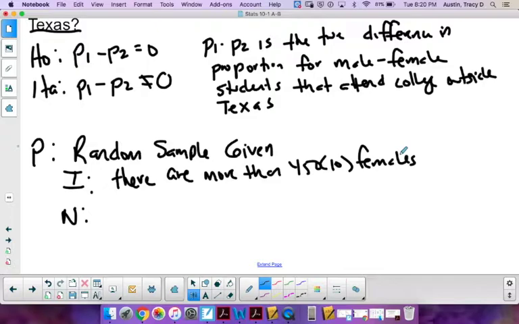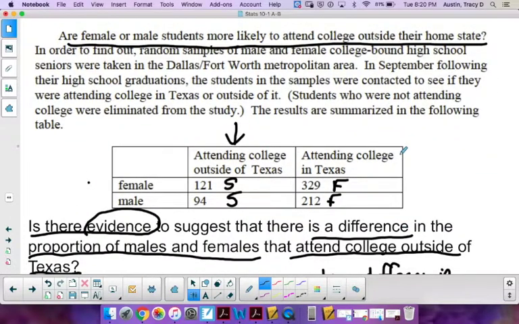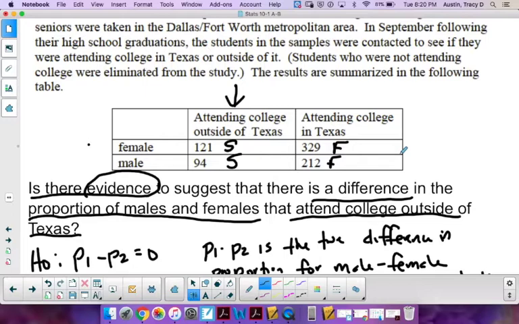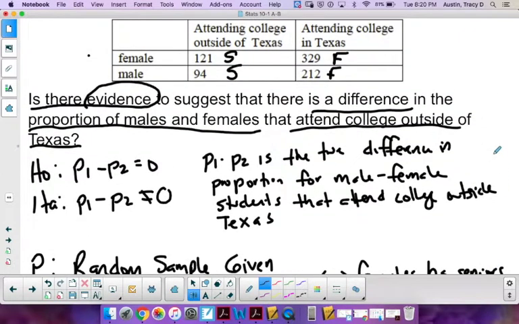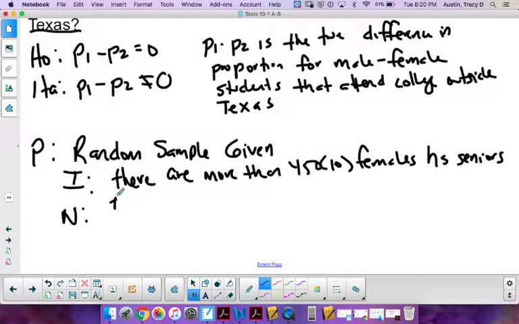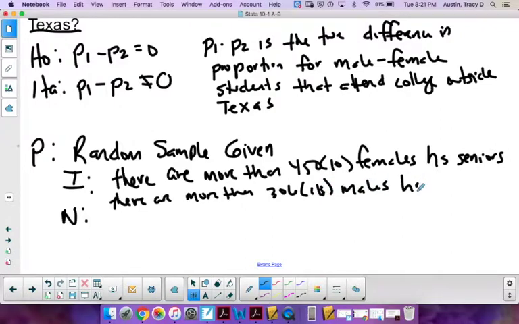Females. And yeah, college bound, so high school seniors basically. Okay, and then we need to add the 94 and the 212, and that's going to be 306. So there are more than 306 times 10 male high school seniors, and you can put in Texas because really that's where they're at.